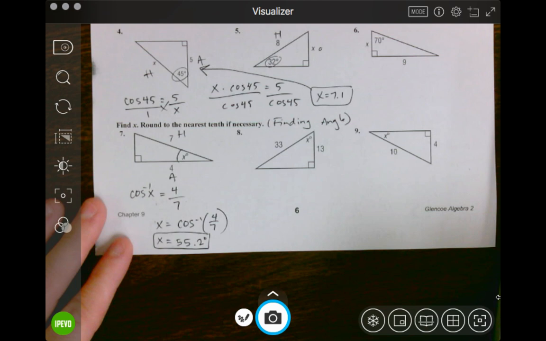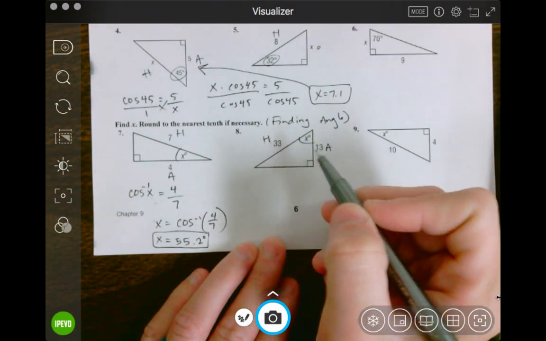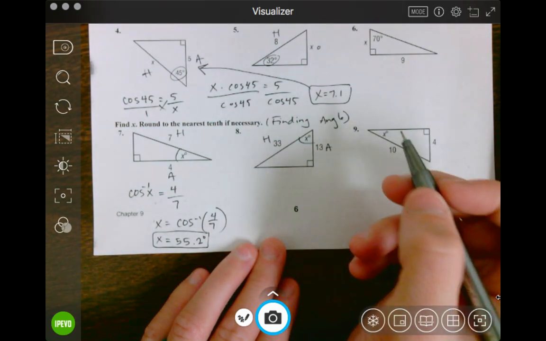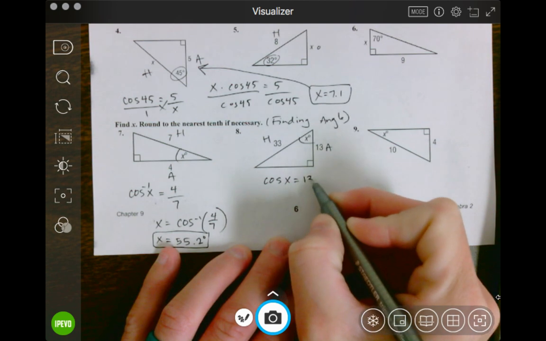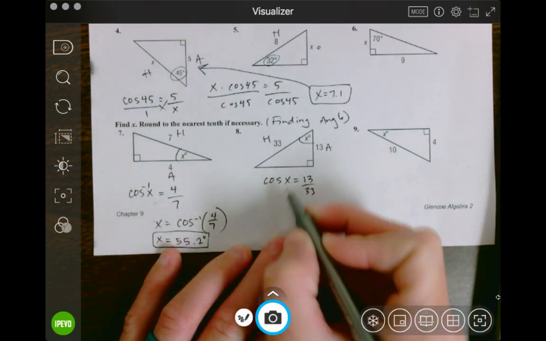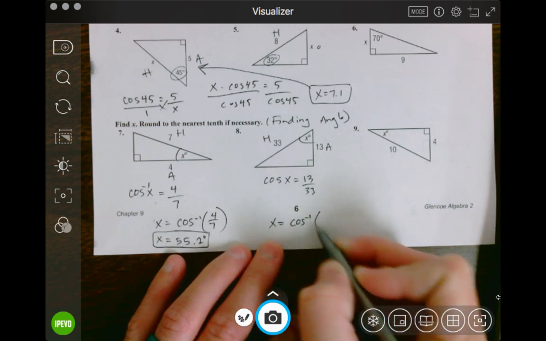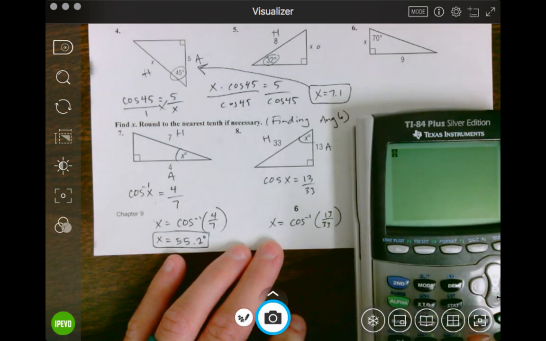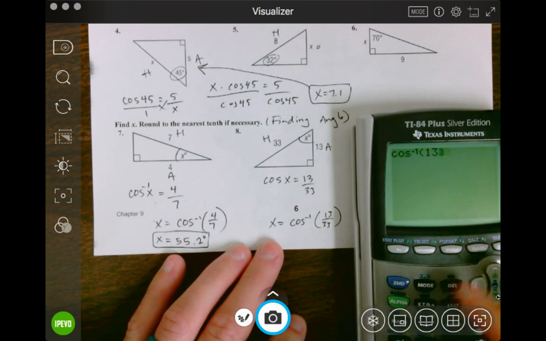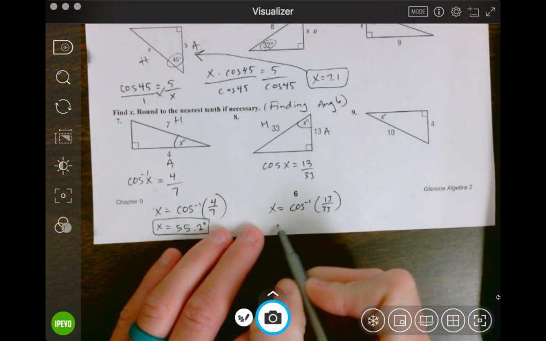Okay. 8, again, I'm finding an angle. It's giving me adjacent and hypotenuse again. So cosine again. So we have cosine of x equals adjacent over hypotenuse. So since I'm finding an angle, x is going to give me the inverse of cosine of 13 over 33. So again, same thing, inverse of cosine, 13 divided by 33 will give me 66.8 degrees.